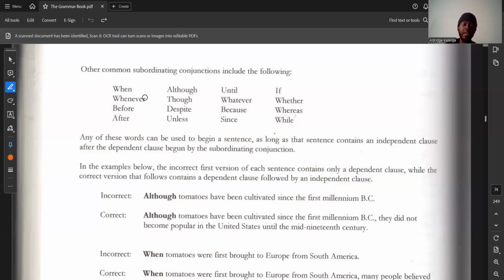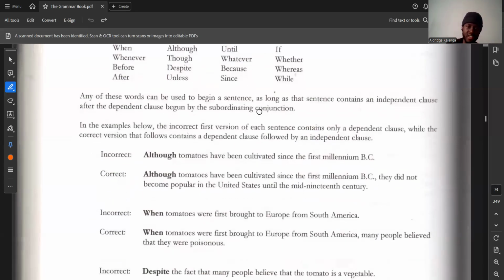a subordinating conjunction. So you have when, whenever, before, although, until, whether, because, unless, despite, since, while. There's a bunch of them here. You can just look at them.